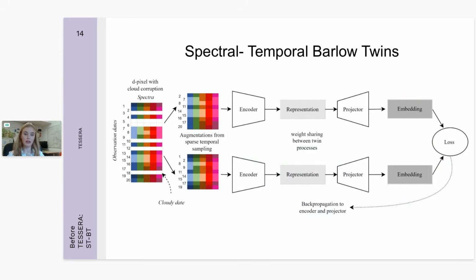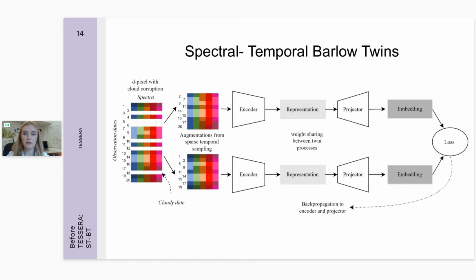The model then, in becoming invariant to our augmentations, becomes invariant to the variations of dates available. So it's invariant to date availability. It's invariant to missing data due to cloud corruption. And so we're able to build a model that completely tolerates all of this, which is helpful, especially in the tropics, but all across the globe.